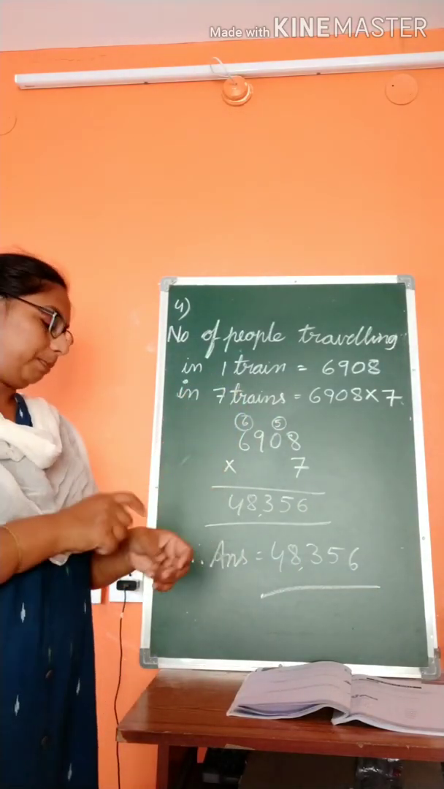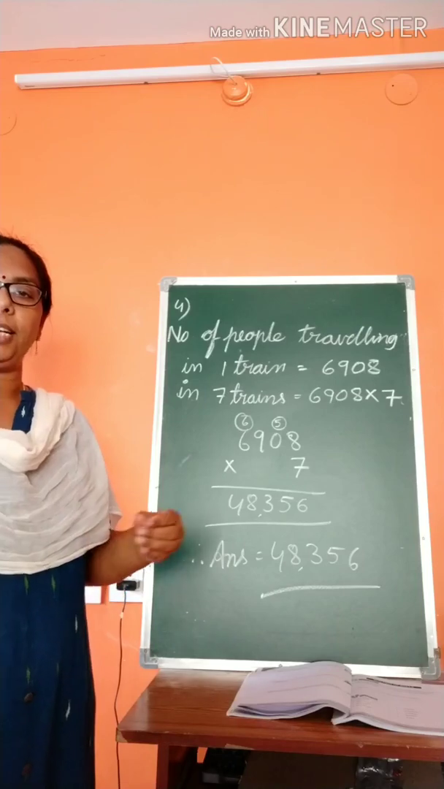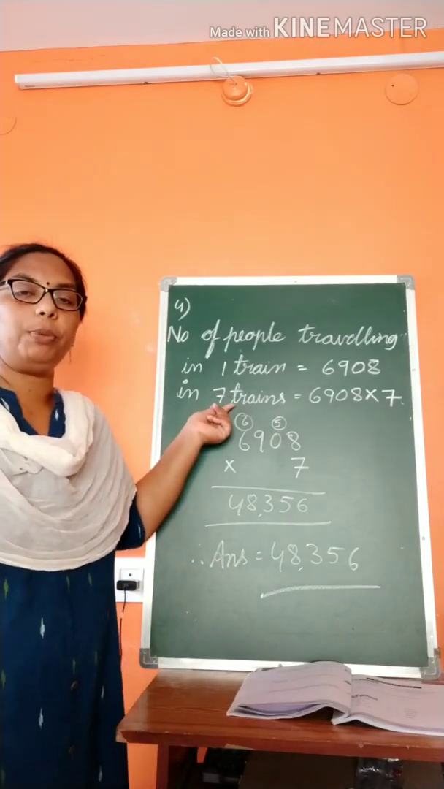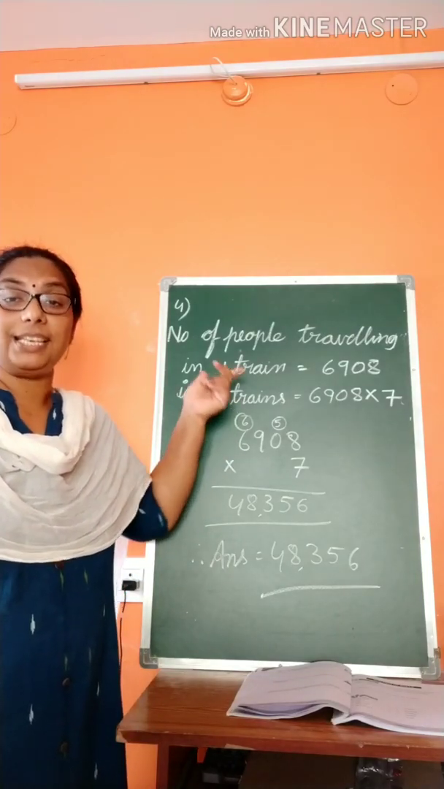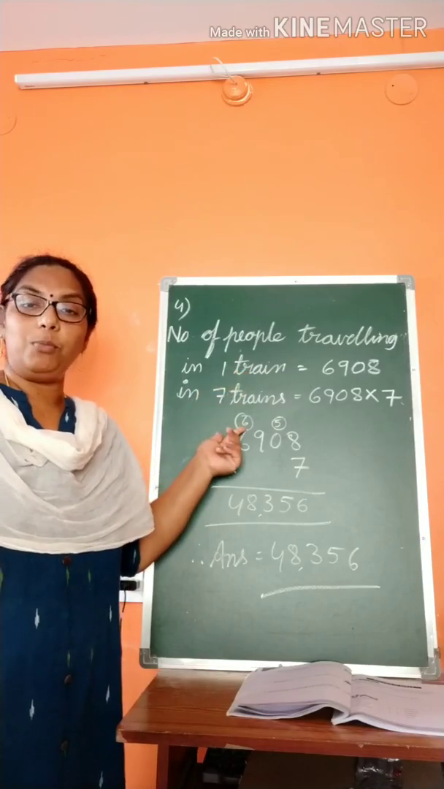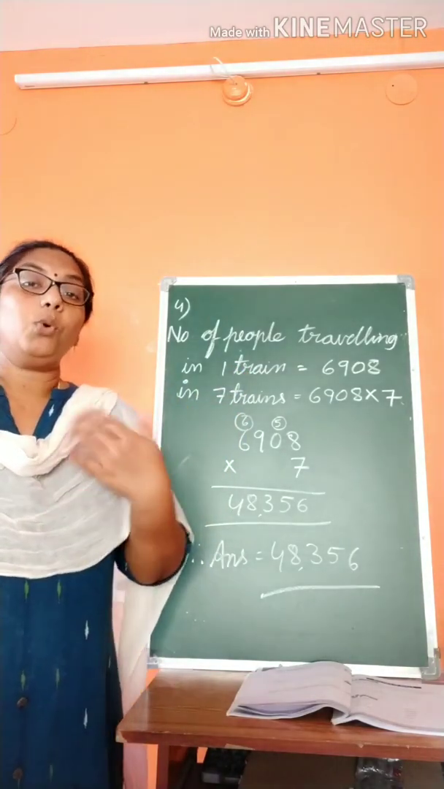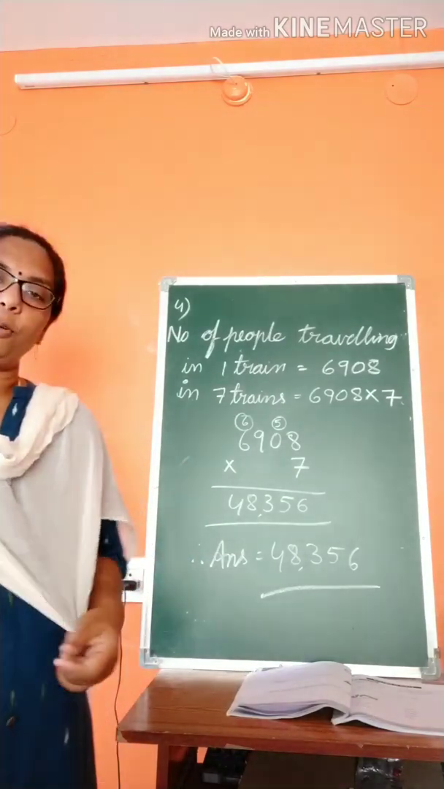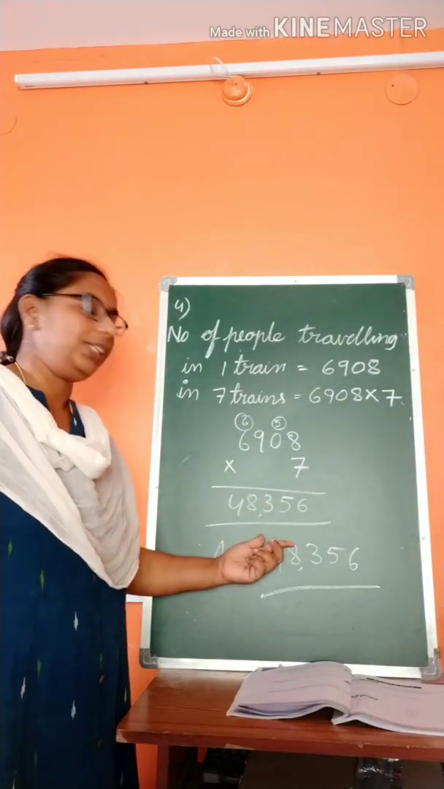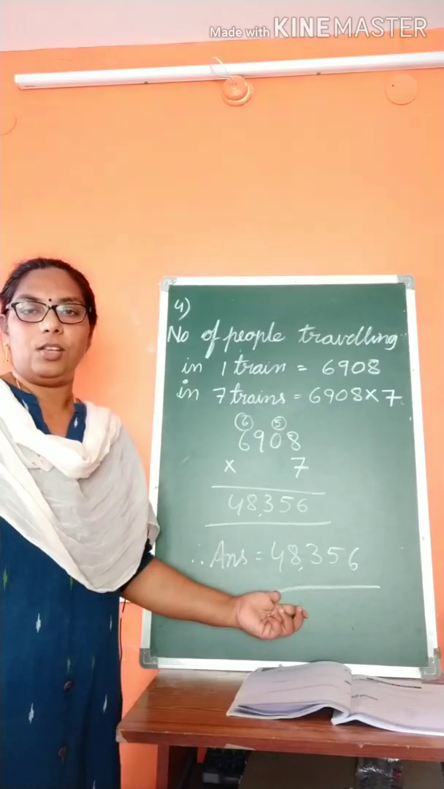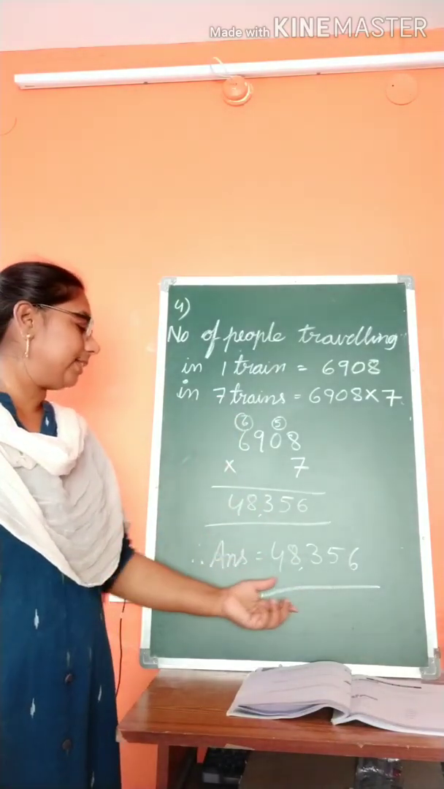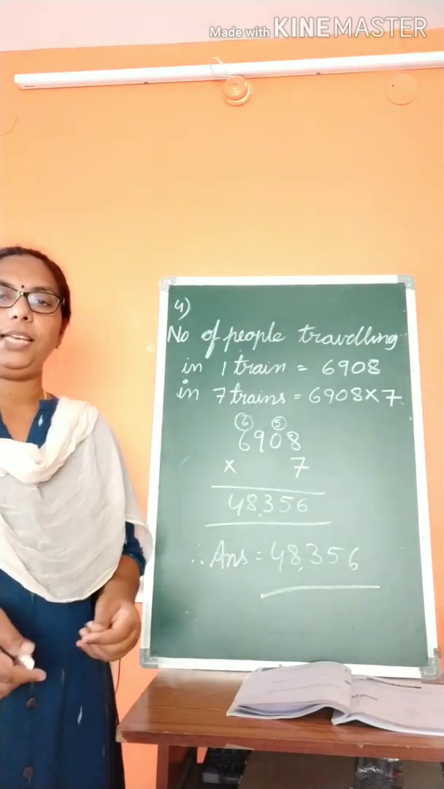Here the number of people traveling in 1 train is given, and we have to find out the number of people traveling in 7 trains. Means less number is given and more number we have to find. When we have to find out the more number, what we have to do? We have to do multiplication. And here is the solution and this is the answer here. So the number of people traveling in 7 trains is 48,356. Okay children, now coming to the 5th sum.